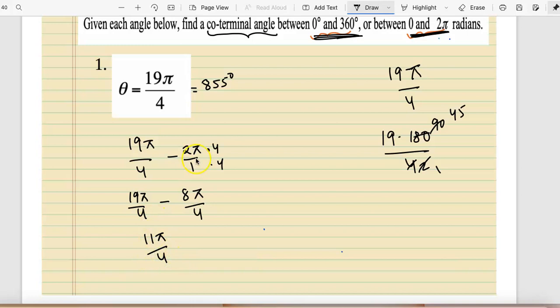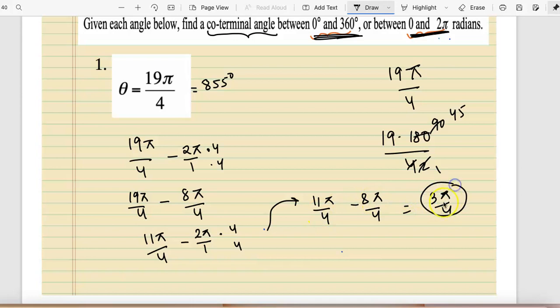Now again you can check, is 11 pi over 4 coming between 0 and 2 pi? No, it's not. So one more time we will subtract 2 pi from both sides. This is my 1 over here, and since I need 4, I multiply by 4 on both sides. So this is 11 pi over 4 minus 4 times 2, which is 8 pi over 4, which gives me 3 pi over 4. Now this 3 pi over 4 is coming between these two numbers. So this is a coterminal angle for this. My coterminal angle is 3 pi over 4.